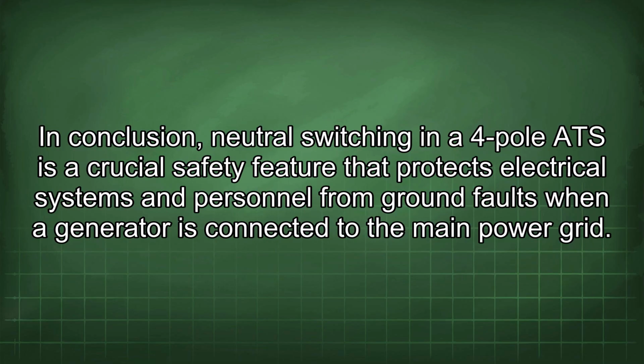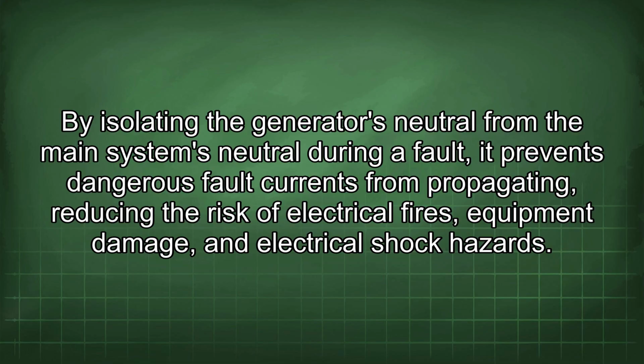In conclusion, neutral switching in a 4-pole ATS is a crucial safety feature that protects electrical systems and personnel from ground faults when a generator is connected to the main power grid. By isolating the generator's neutral from the main system's neutral during a fault, it prevents dangerous fault currents from propagating, reducing the risk of electrical fires, equipment damage, and electrical shock hazards.